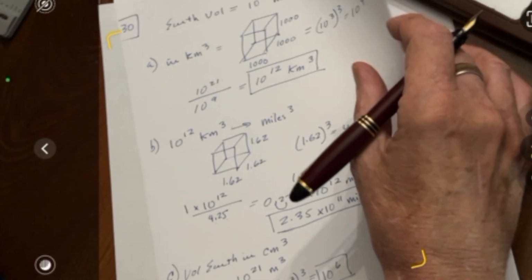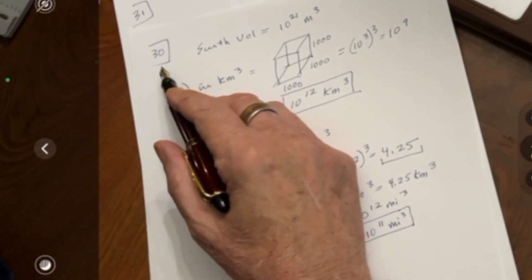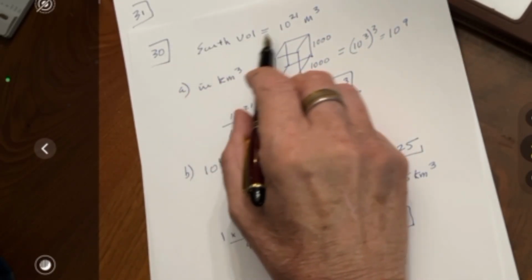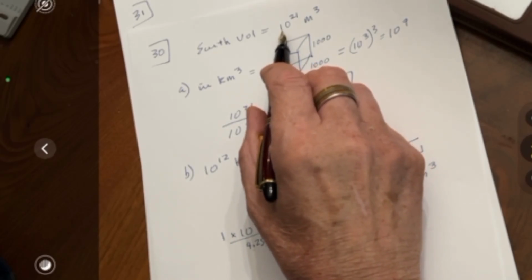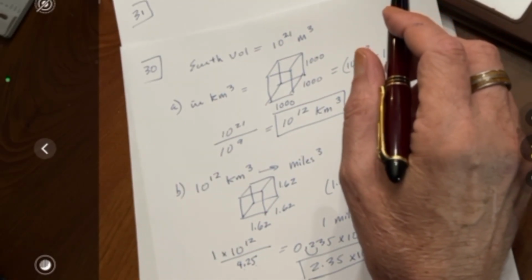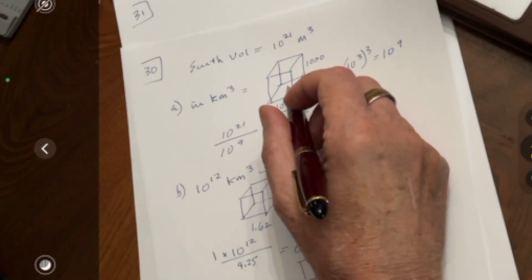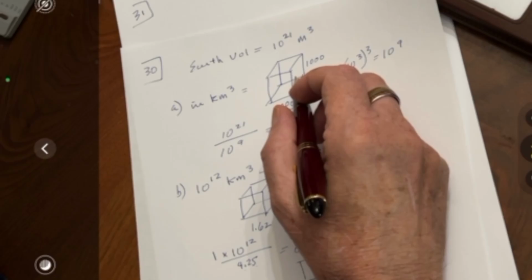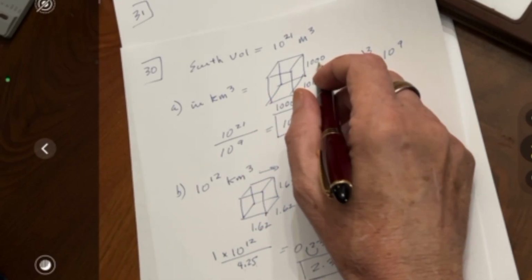Now the next calculation is just a little bit tedious, but it's actually pretty easy to do. It's number 30. Now we're given that the Earth's volume is roughly 10 times 21 meters cubed, and they want to know what is that in kilometers. Well, let's go ahead and draw a quick diagram. A cubic kilometer is a cube 1,000 meters by 1,000 meters by 1,000 meters.